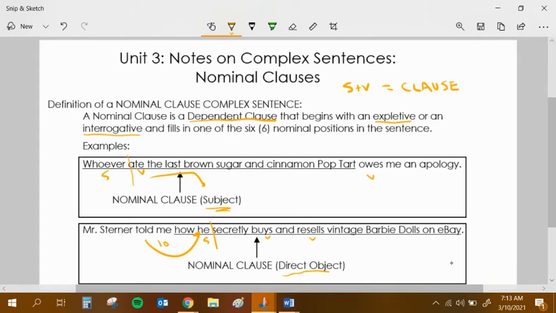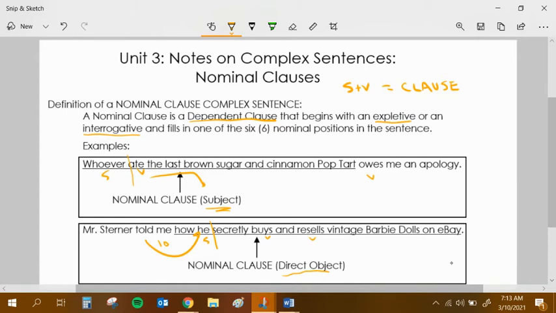Or it wouldn't make sense to say how he secretly buys and resells vintage Barbie dolls on eBay. By itself, it won't make sense. It's dependent, or kind of leaning on the rest of the sentence in order for it to function. So a noun clause is only going to begin one of two ways, and we're going to start off with the easier of the two, which is the expletive that.